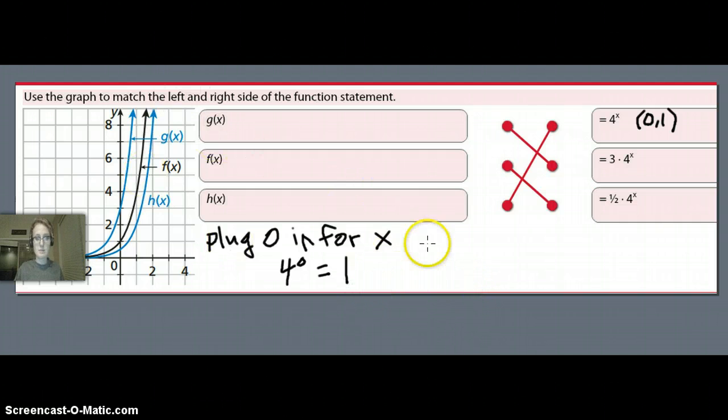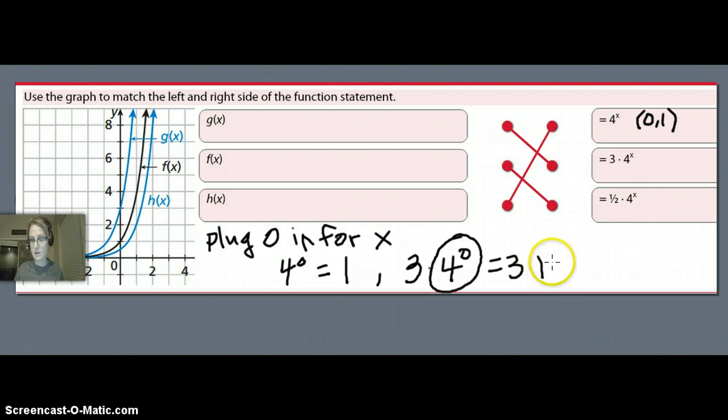Now let's try for the next equation. We're plugging 0 in for x, but this time there's a 3 out in front, so we'll have to do 3 times 4 to the 0 power. Well, we know that this term right here is just equal to 1. And so this is the same thing as 3 times 1, and that just equals 3, obviously. So in this, when we pick 0 for x, we get 3 for y.